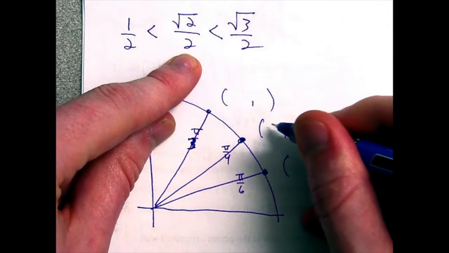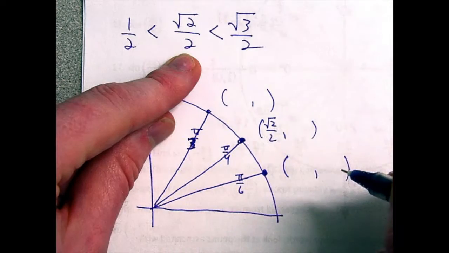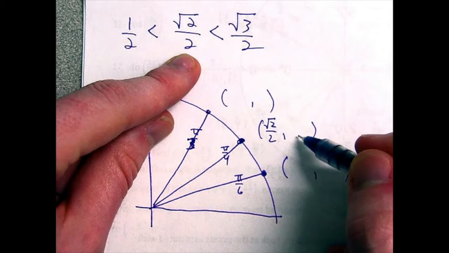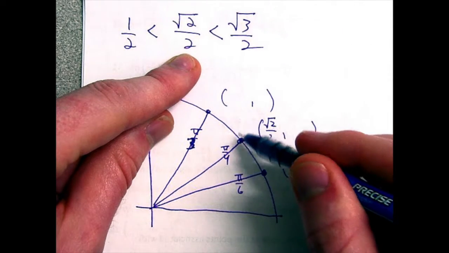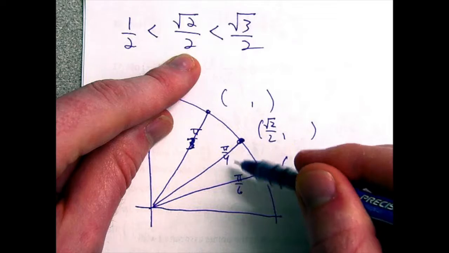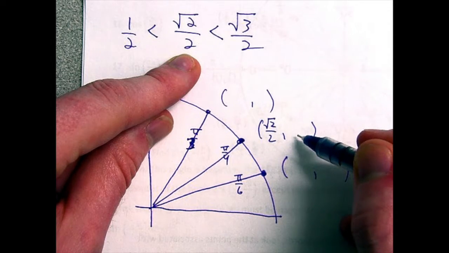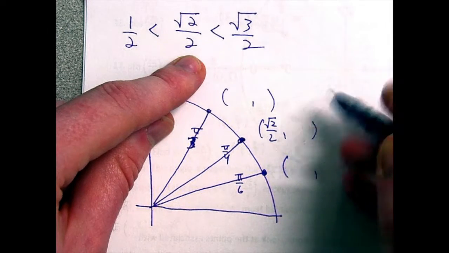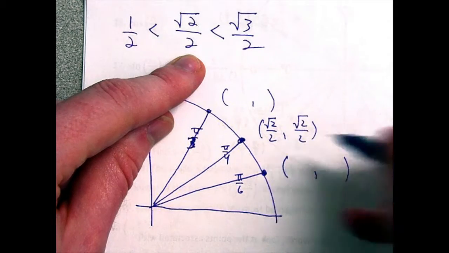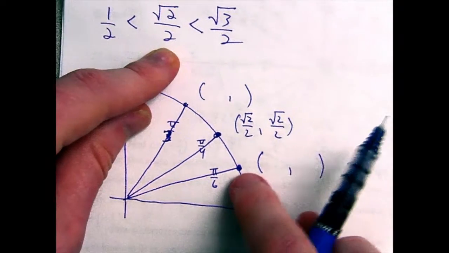In other words, the root 2 over 2 has to go here. And the same thing is true for the y-coordinate. The height of this point is in between the heights of the other 2 points, which means the y-coordinate here must be the middle value. That's root 2 over 2 as well. The same argument gives you the other points.